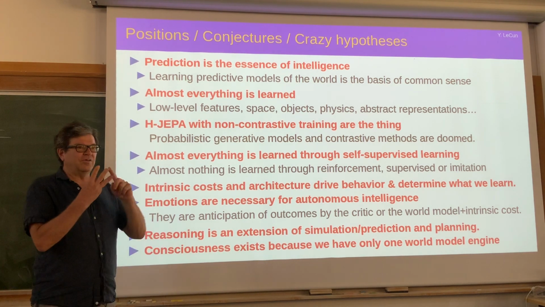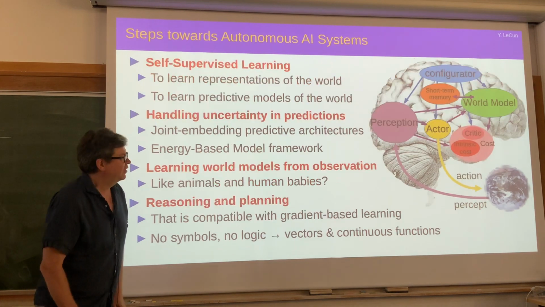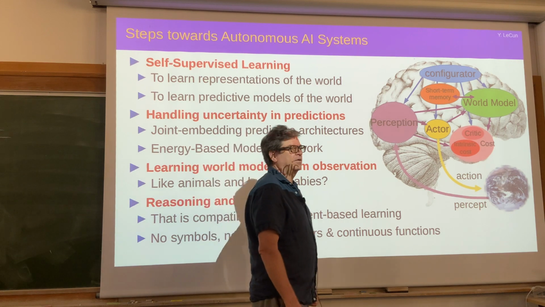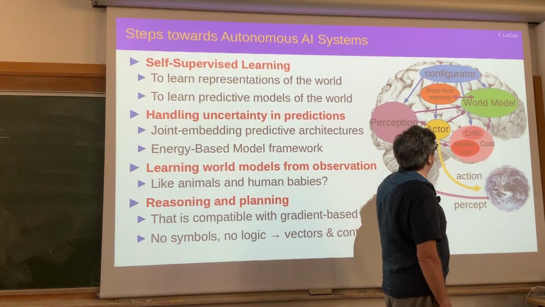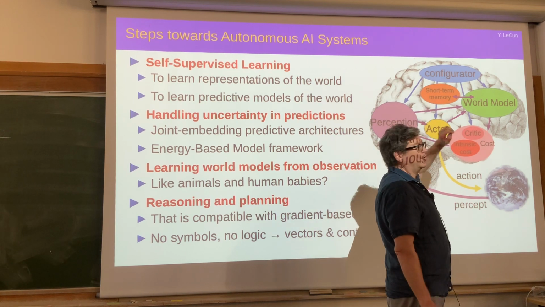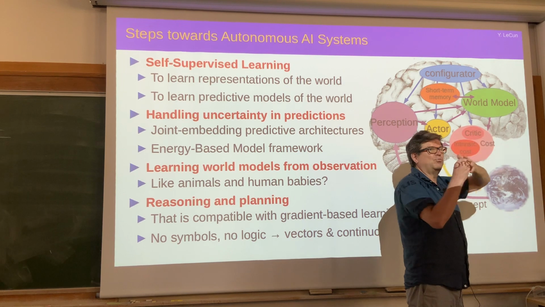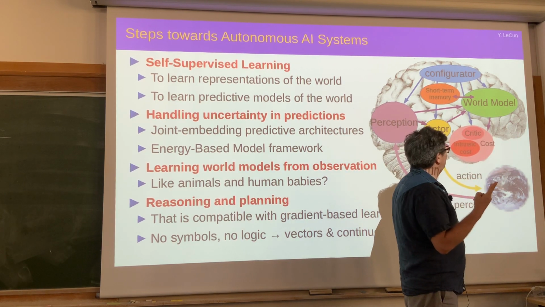Okay, so according to this model, there are 4 ways you can be stupid. Ignoring the configurator for now, the first way is that your world model is wrong. Whatever you predict is not what actually happens.